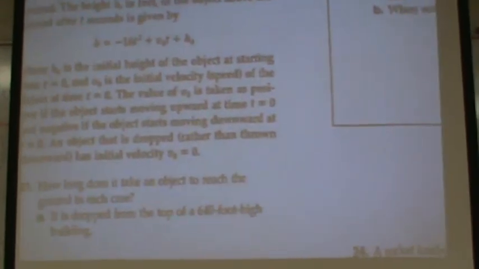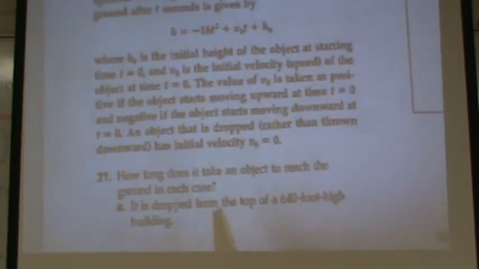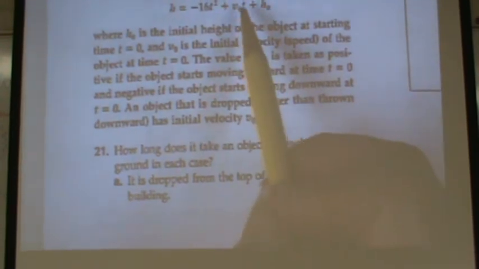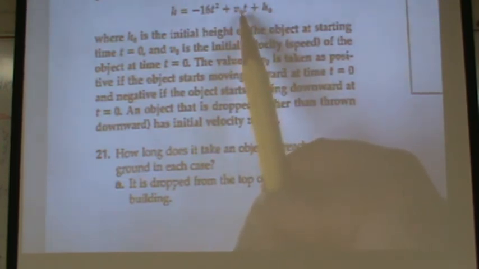Number 21. These are the velocity problems. If you're throwing something down or up, your velocity is going to change. It's going to be positive or negative. So if you're dropping something, your velocity is going to be 0. But if you're throwing something up, it's going to be positive. If you're throwing it down, it's going to be negative.